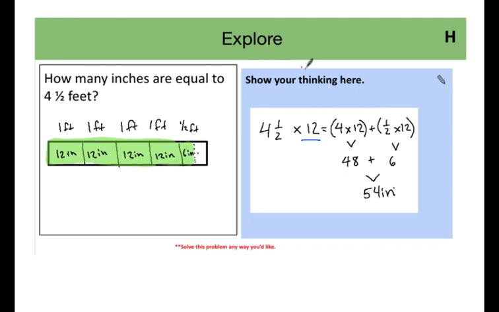So again, I used the distributive property. I multiplied the 4 and the 12, and then the half by the 12. 4 times 12 gives me 48, and half of 12 is 6. And that gives me a total of 54 inches.